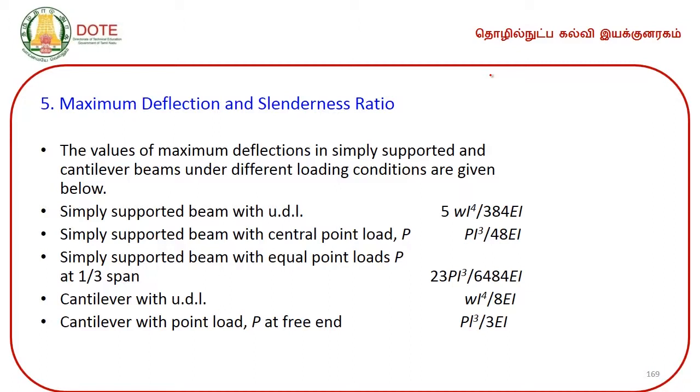The values of maximum deflection in simply supported and cantilever beams are different for different loading conditions, and they are listed now. For a simply supported beam with UDL, the maximum deflection permitted is 5WL^4/384EI, and for the same simply supported beam carrying a central point load, the maximum deflection is PL^3/48EI. For the cantilever with UDL it is WL^4/8EI, and for the cantilever with a point load at the free end it is PL^3/3EI.